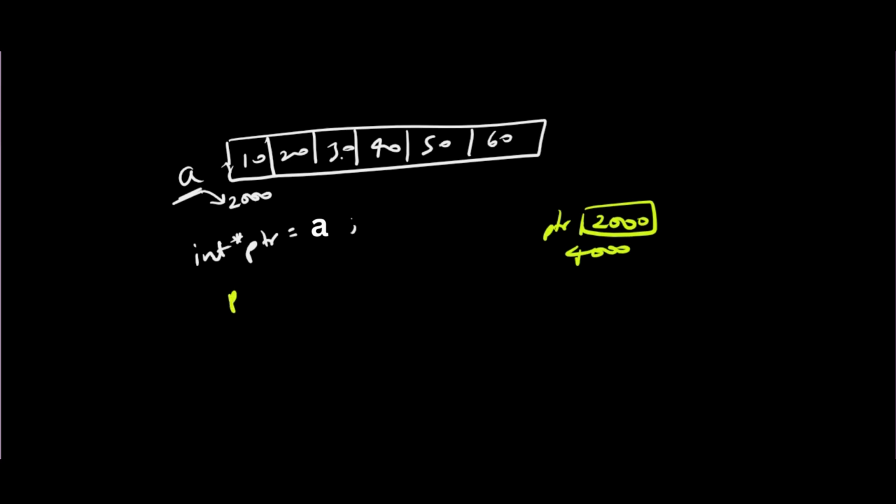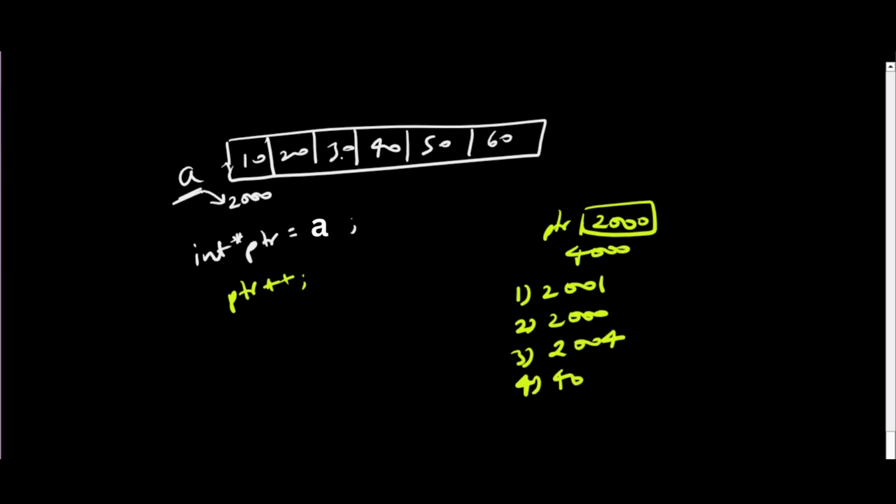What if we do ptr plus plus? What happens then? Pause the video and think for a minute. What should happen when we do ptr plus plus? I'm giving some options. Will it be 2001, will it be 2000, will it be 2004, or will it be 4000? Okay. Now let's see what is the answer of this.